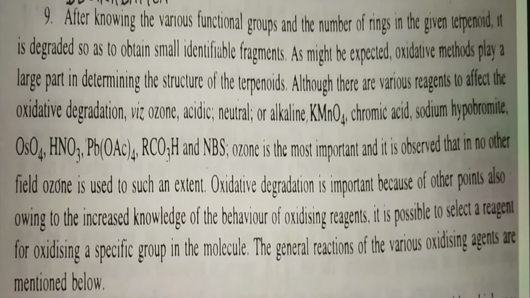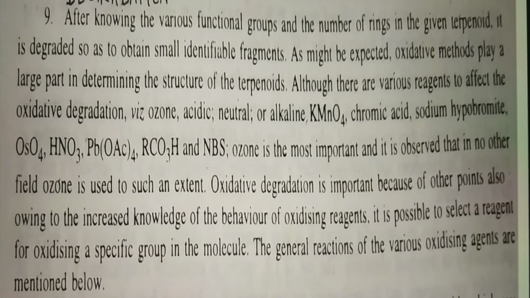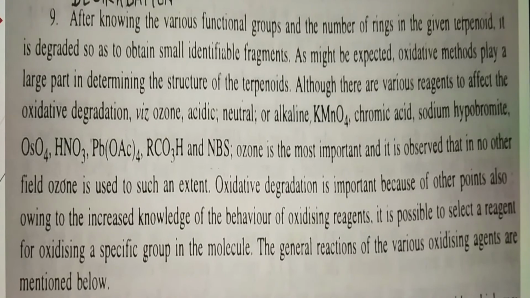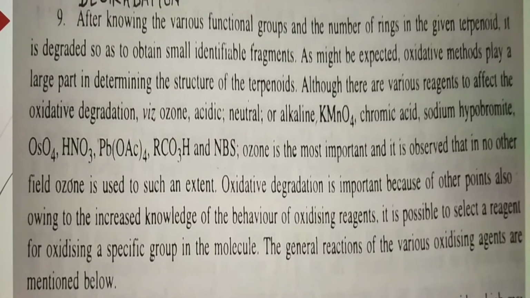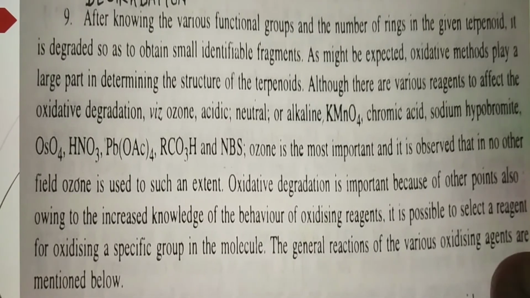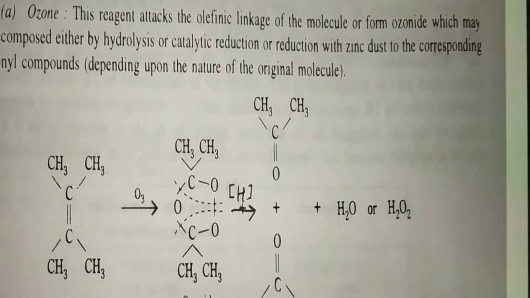For example, ozone, acidic, neutral or alkaline permanganate, chromic acid, sodium hypobromite, nitric acid, lead tetraacetate and peracetates, etc. However, ozone is the most important, and it is observed that in no other field is ozone used to such an extent. So we take one by one the different oxidizing agents which are used to degrade the terpenoid molecule.